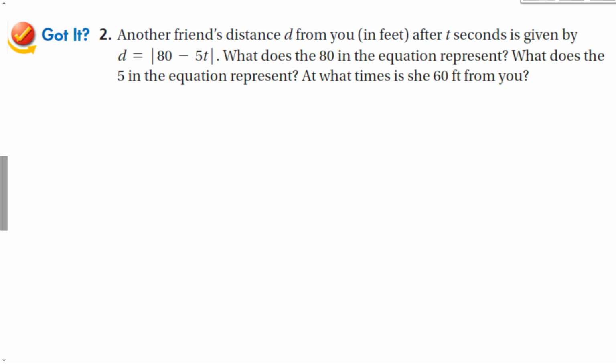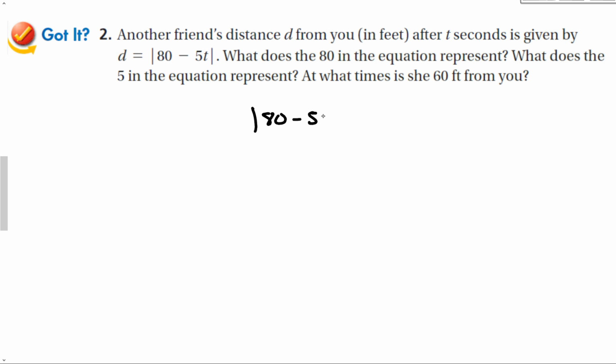Another friend's distance from you in feet after t seconds is given by d is equal to 80 minus 5t. What does the 80 in the equation represent? What does the 5 in the equation represent? And when is she 60 feet away from you? So 80 represents your friend's starting distance from you, and 5 represents their speed.